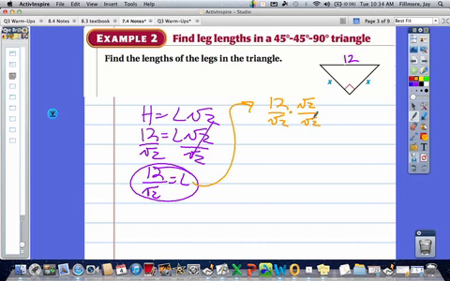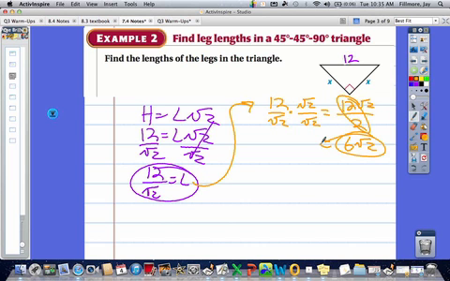The reason why I chose root 2 over root 2 is because that's my denominator, so when I multiply across, I have 12 root 2 over regular 2, because root 2 times root 2 is 2. And then I can divide 12 and 2 to get 6, so my answer is 6 root 2.